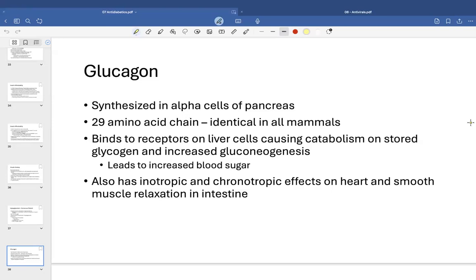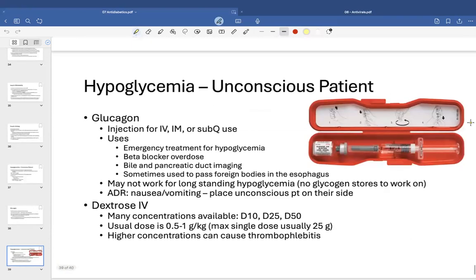So in an unconscious patient that's not able to run to the fridge and get orange juice, one of the options is to use glucagon for hypoglycemia. So if you, for example, have a loved one that's unconscious, and they have this glucagon kit available, you can inject a milligram of glucagon. That will basically emergently reverse the hypoglycemia if there are glycogen stores in the liver.